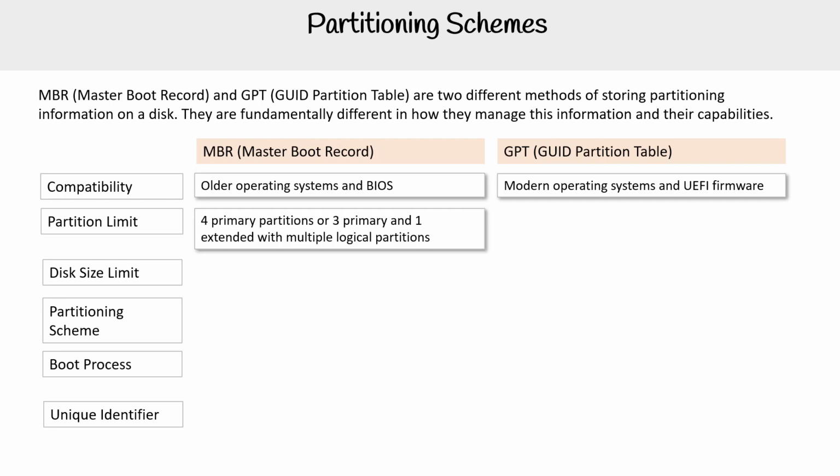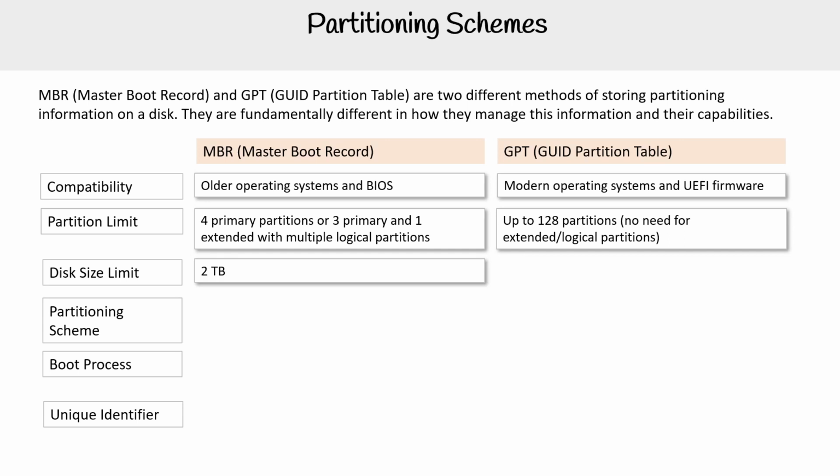The partition limit for MBR is 4 primary partitions, or three primaries with one extended containing multiple logical partitions. GPT can have up to 128 partitions. There's no need to extend or have logical partitions. The disk size limit for MBR is 2 terabytes. And the limit for GPT starts at 2 terabytes and goes up to 9.4 exabytes. So they can get pretty darn large.